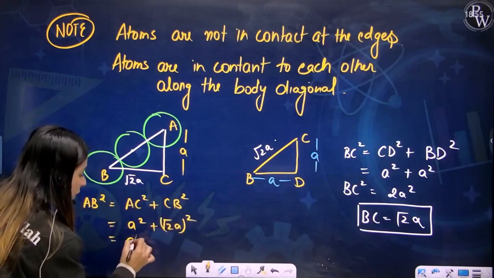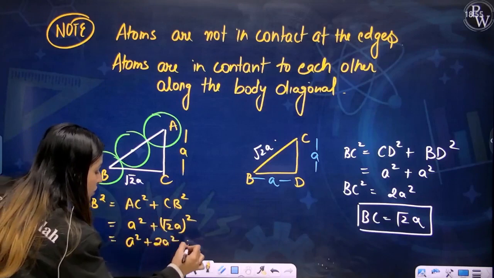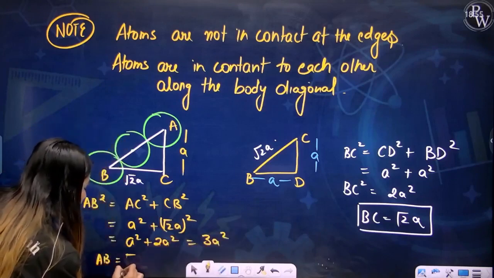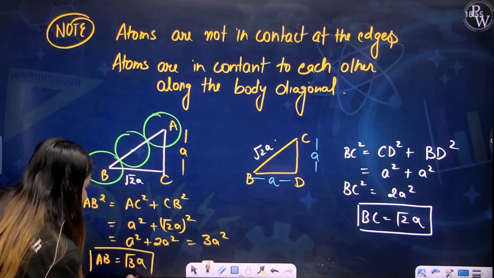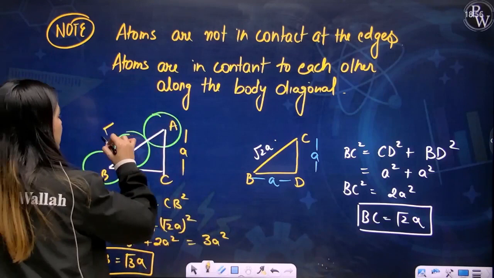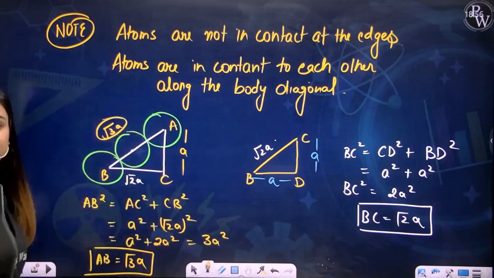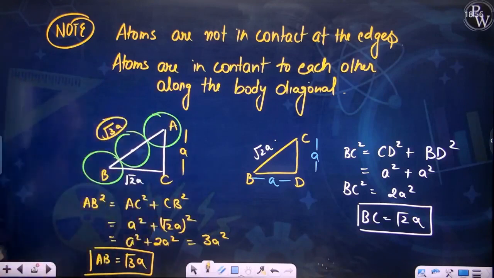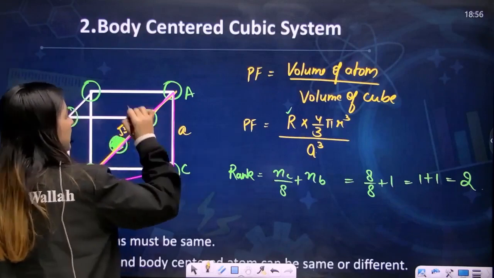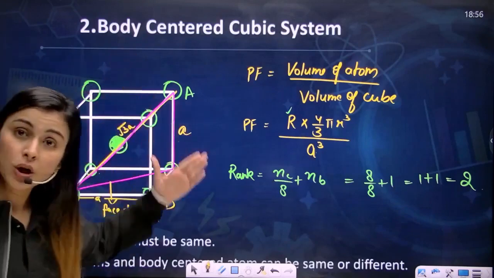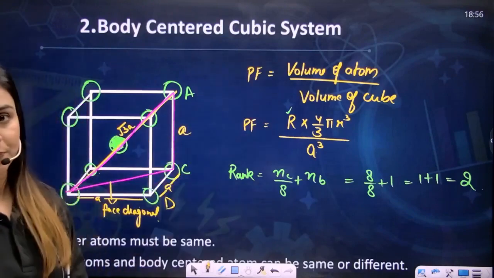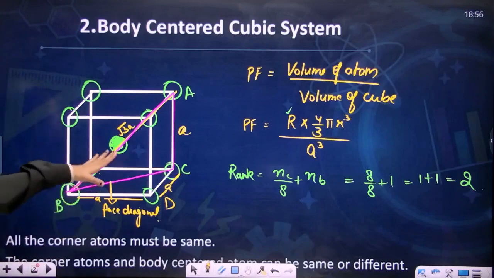This would be equal to A square plus 2A square, which is equal to 3A square. So from here, my dear students, AB came out to be root 3A. So your AB value is root 3A. So can I say that this diagonal has come out to be root 3A? This means that here this length is root 3A. This whole body diagonal is equal to root 3A. Okay, I hope everything is clear till now.